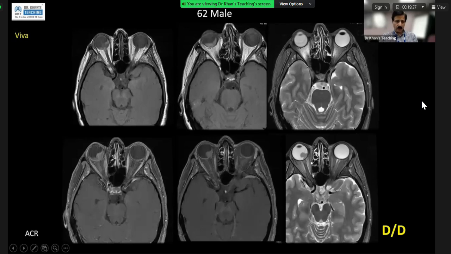Now, we have got a T1, a T1, and this is a T2, and this is a T2. This is post-contrast, post-contrast. What is this? Candidate 4.